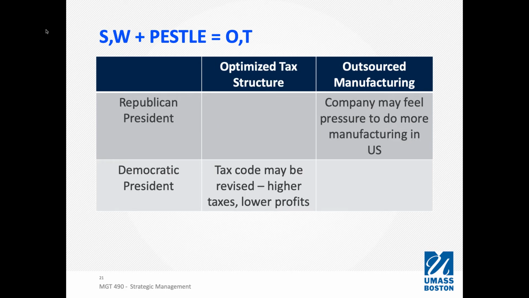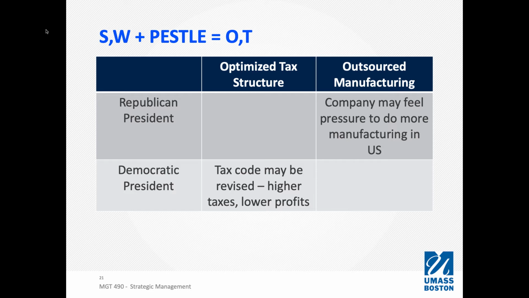And who said that this didn't matter? Okay? The whole tax structure thing? Elizabeth Warren becomes president? That would be problematic for Nike, right? The tax code might be revised.